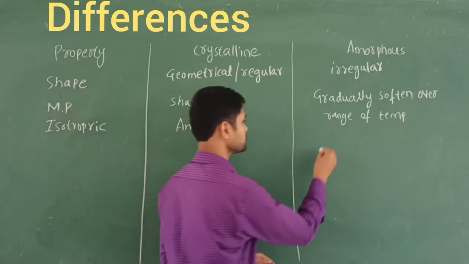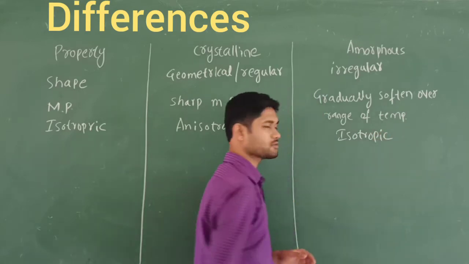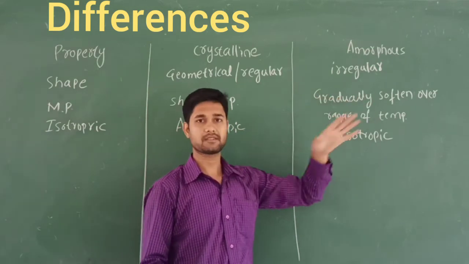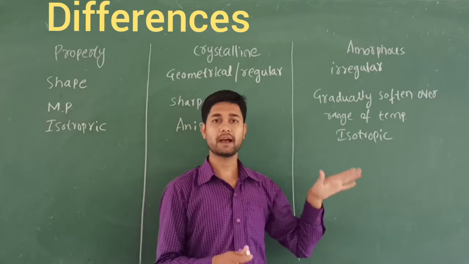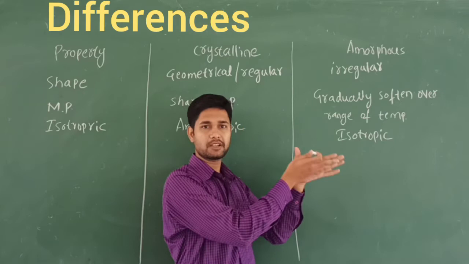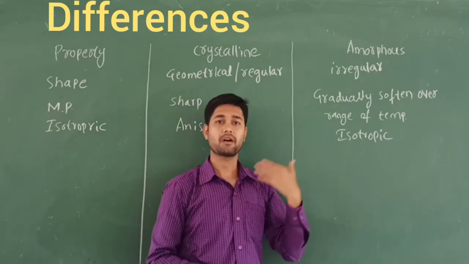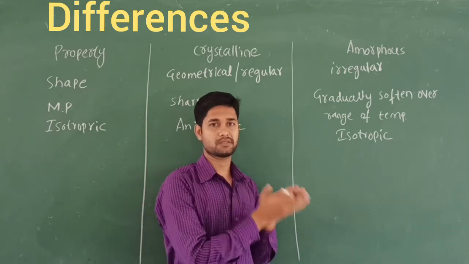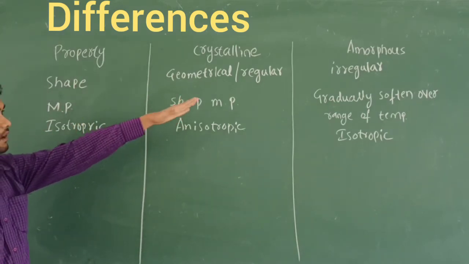What about the amorphous? They will be isotropic. Iso means same directions. Due to the irregular pattern of the constituent particles, they will have isotropic nature. Iso means same. They will not depend on direction. The properties, like electrical properties or physical properties such as mechanical strength and electrical resistance, will be the same in all directions. So this is about the isotropic nature of crystalline solids and amorphous solids.